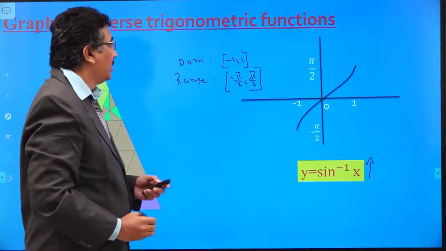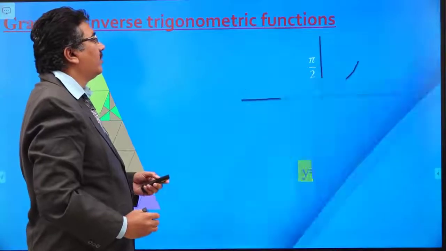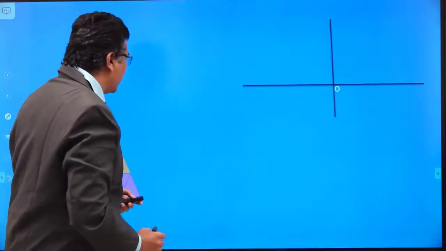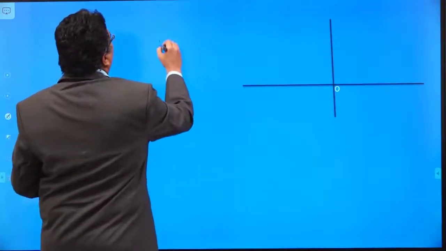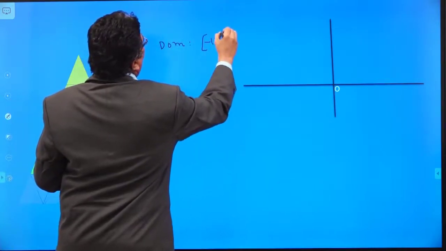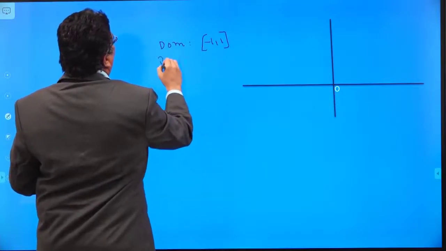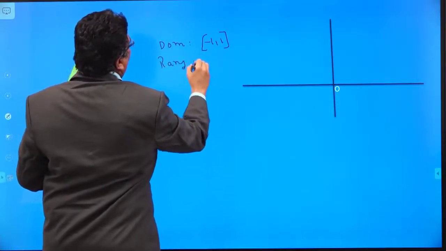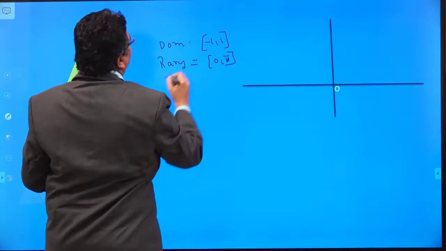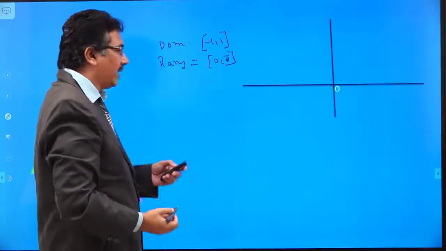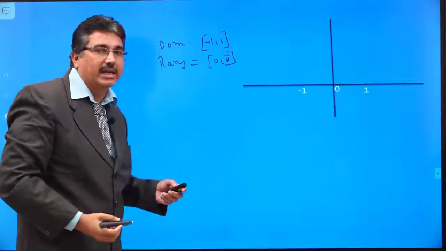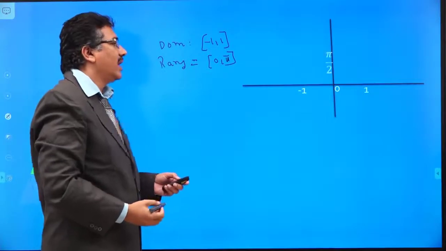Now, draw the graph of y is equal to cos inverse x. The domain of this function is the same, closed interval minus 1 comma 1. Range is closed interval 0 comma pi. By taking the domain values on the x-axis and range values on the y-axis.